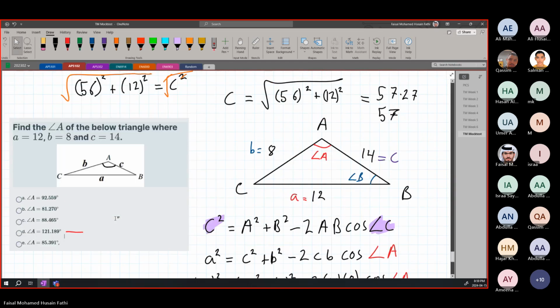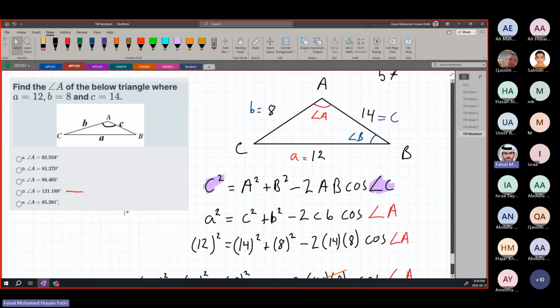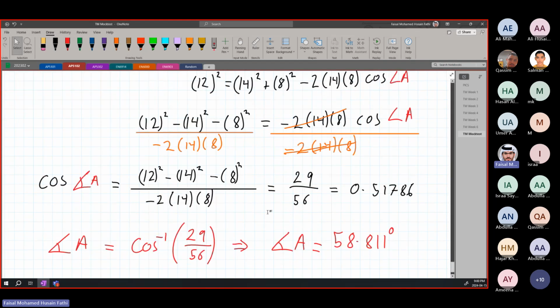121. Not possible. I'll tell you why it's not possible. Because side C is bigger than side A, angle C is bigger than angle A, so this cannot be that big. If it's that big, then nothing makes sense. If you notice, angle A is smaller than a right angle, approximately, because we have 12 and we have 14. If we were drawing this to dimensions, it would be incorrect. So I don't know why they put this as the answer, but this is not correct. This is the actual correct answer for this question.